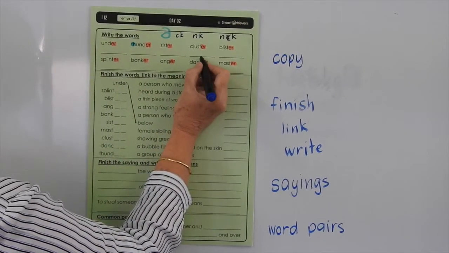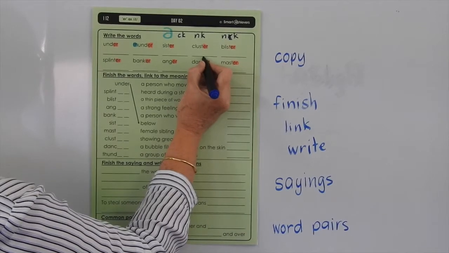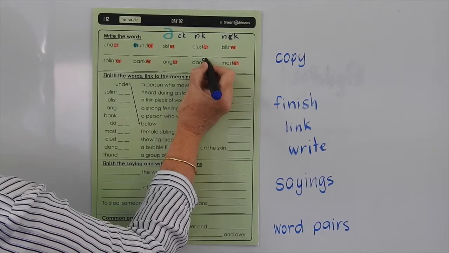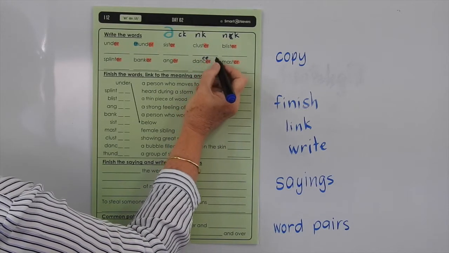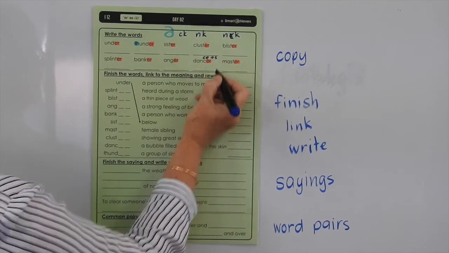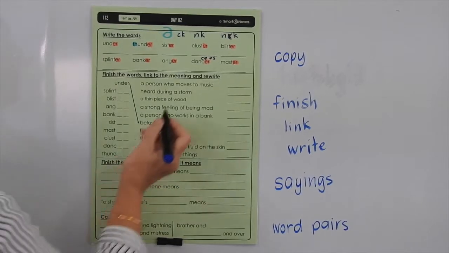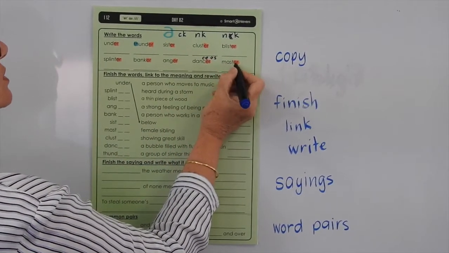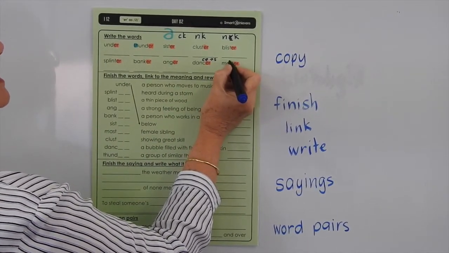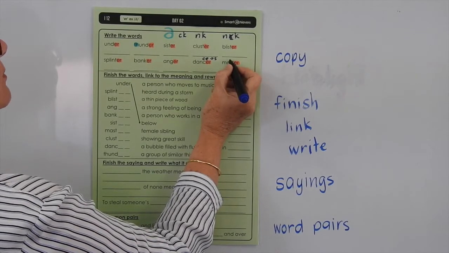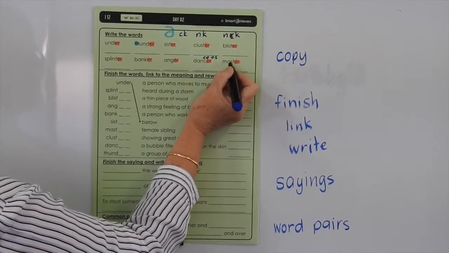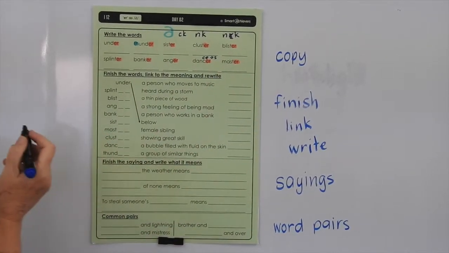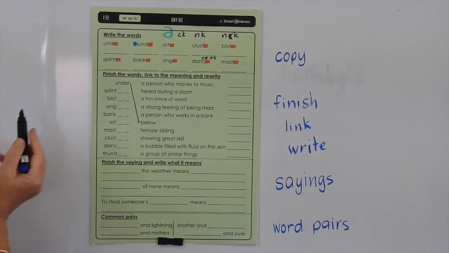In dancer, we know the C is making its S sound because it's followed by an E. So when a C is followed by an E, an I, or a Y, we know it's going to say S. And master, we probably should say master, but we tend to say masterr. So we're putting the sound of an R in there, but just remember there is no R in master. So what do these words mean?